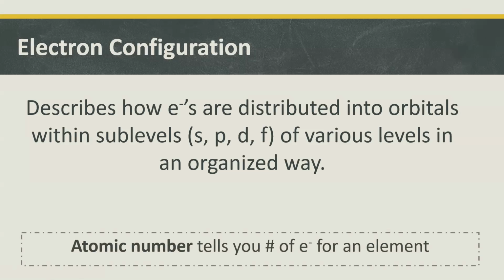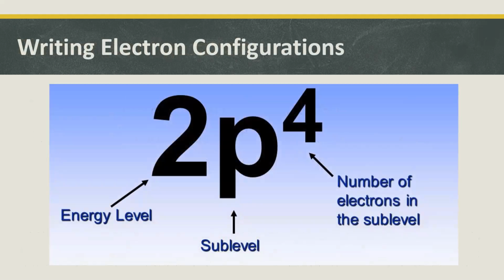You need to be looking at the atomic number to get yourself started. Make sure you have the right element symbol, but you need to be looking at the atomic number, which will tell you the number of electrons that that element has. So this is kind of what electron configuration looks like.